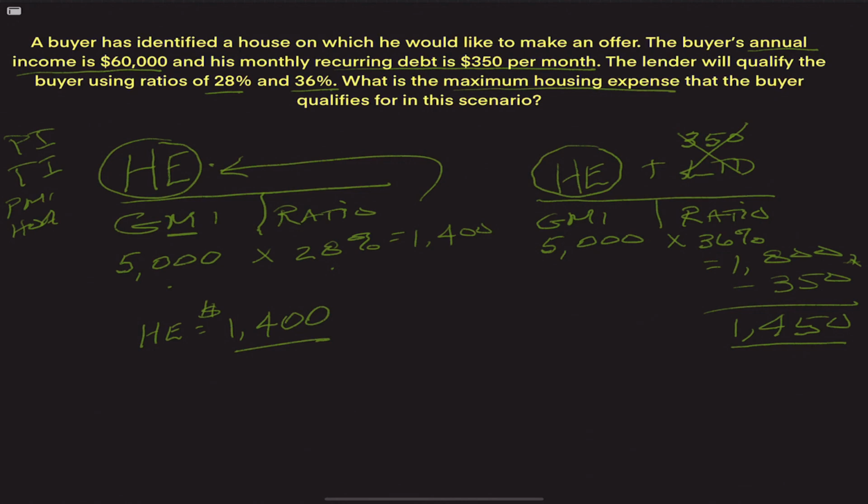When you look at a maximum housing expense problem, although it sounds counterintuitive, the answer is always going to be the lower of the two numbers. So when you're looking at the maximum housing expense between $1,400 and $1,450, the bank is going to say, you know what, this guy can afford a payment of $1,400 per month, including his principal, interest, taxes, and insurance, but no more than that. Remember, maximum housing expense, choose the lower of the two.